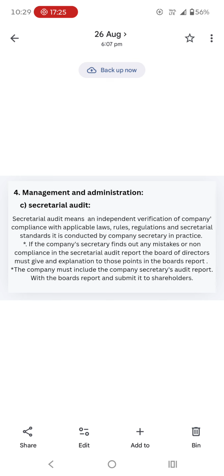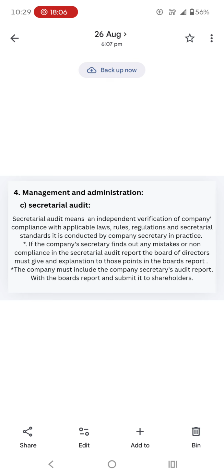If the company secretary finds any mistakes or non-compliance in the secretarial audit report, the board of directors must give an explanation to those points in the board's report. In case the company secretary is finding any mistakes, any fraud, anything he is going to find, the board of directors will be responsible for it, and the company secretary will raise questions against them. And the board of directors should explain what, why it is done, why the mistake has arisen, why the fraud is done, everything the board of directors should report.